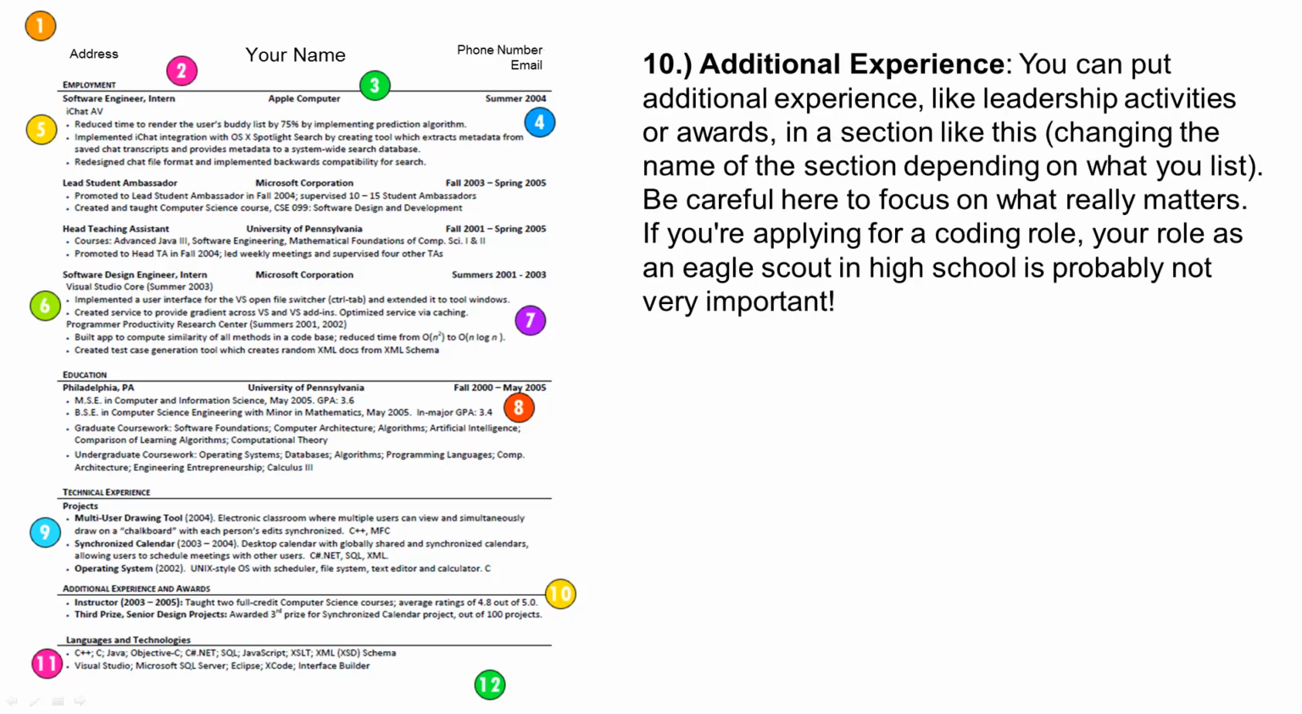Point number 10 on additional experience. So you can put additional experience like leadership activities or awards in a section like this, such as shown on this resume. So change the name of the section depending on what you list. Be careful here to focus on what really matters. If you're applying for a coding role, your role as an Eagle Scout in high school is probably not really important or relevant to the position you're applying to.